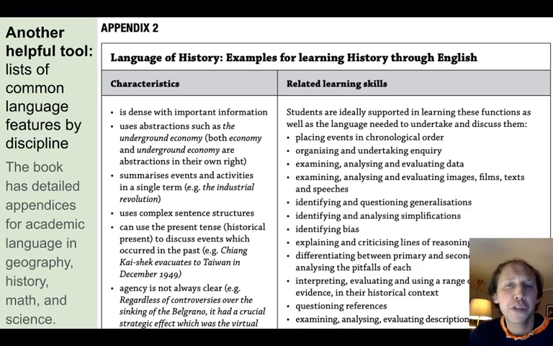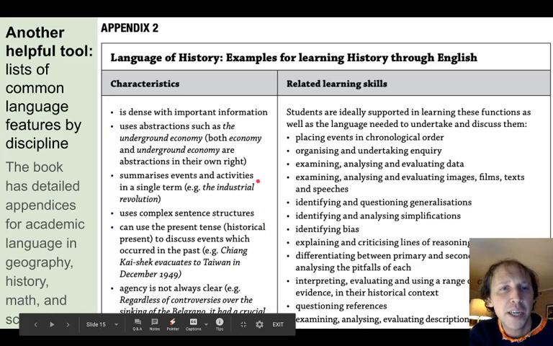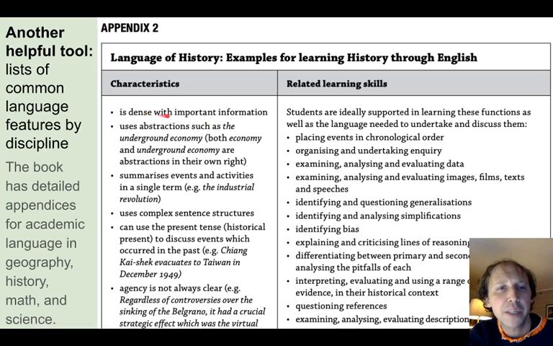I've put a screenshot up of a little bit of the history one, and you can see they have general characteristics about how the texts work, density, the use of abstract nouns, and then this is the nominalization, so the summarizing of events or activities in a single term, and so on. It also identifies related learning skills that are relevant for this discipline. There are actually several pages of material in different categories, and this I thought was one of the most useful resources in the book.